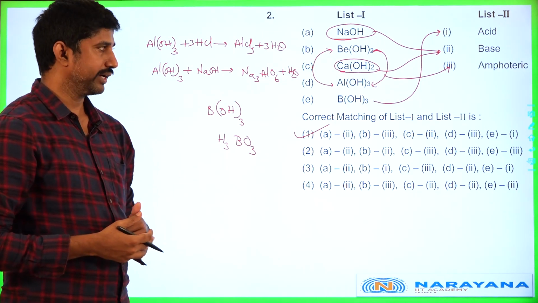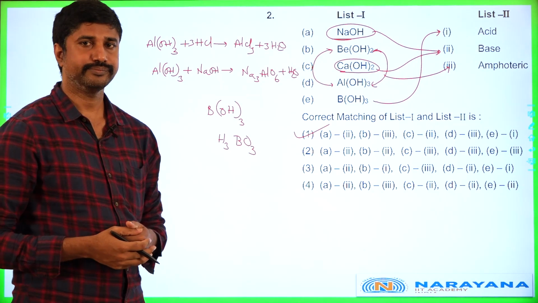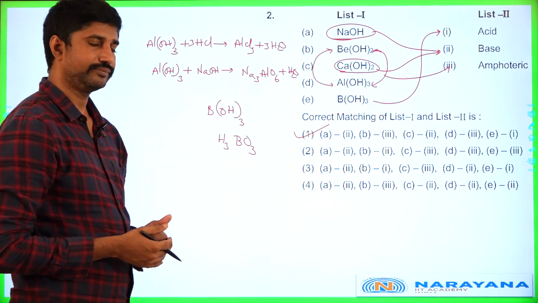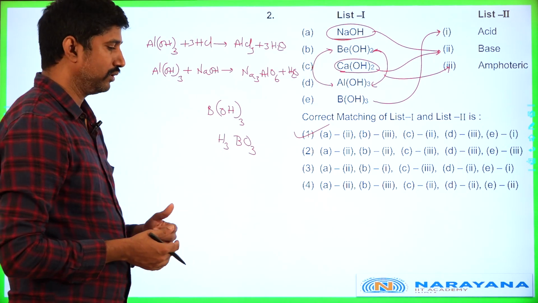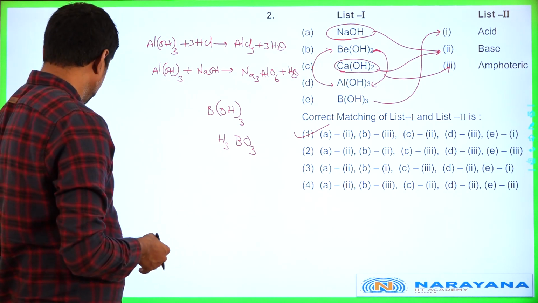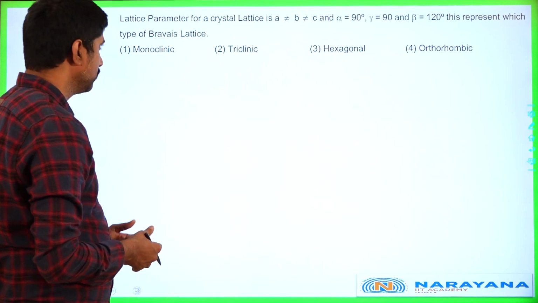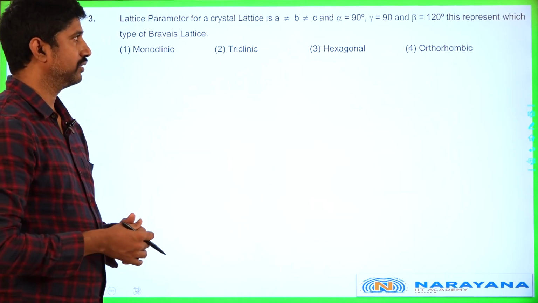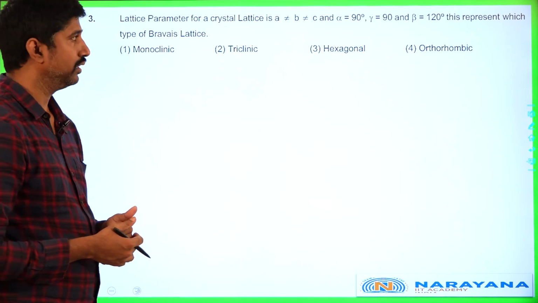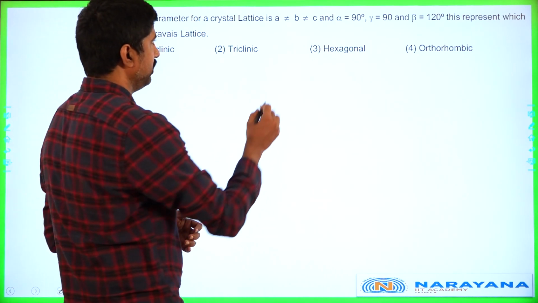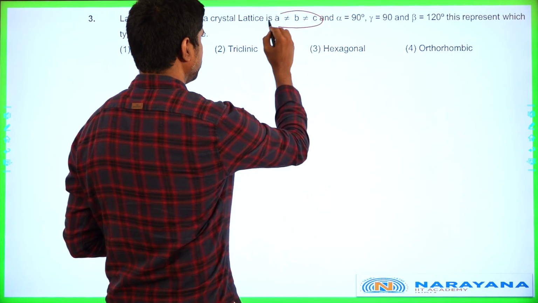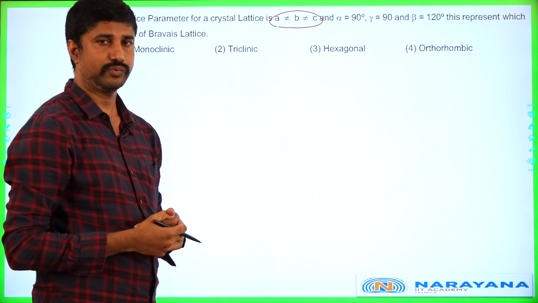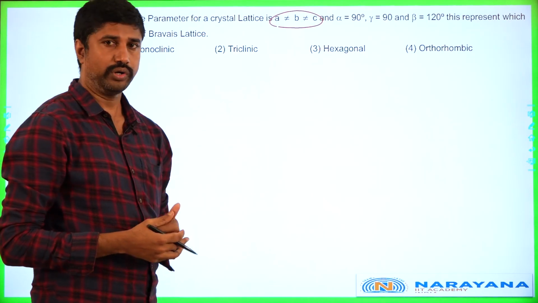So this was about the nature of oxides and the nature of hydroxides. Right. So let us go for question number 3. In question number 3, the lattice parameters of a crystal lattice are given: a not equal to b not equal to c. So the 3 sides are not equal.